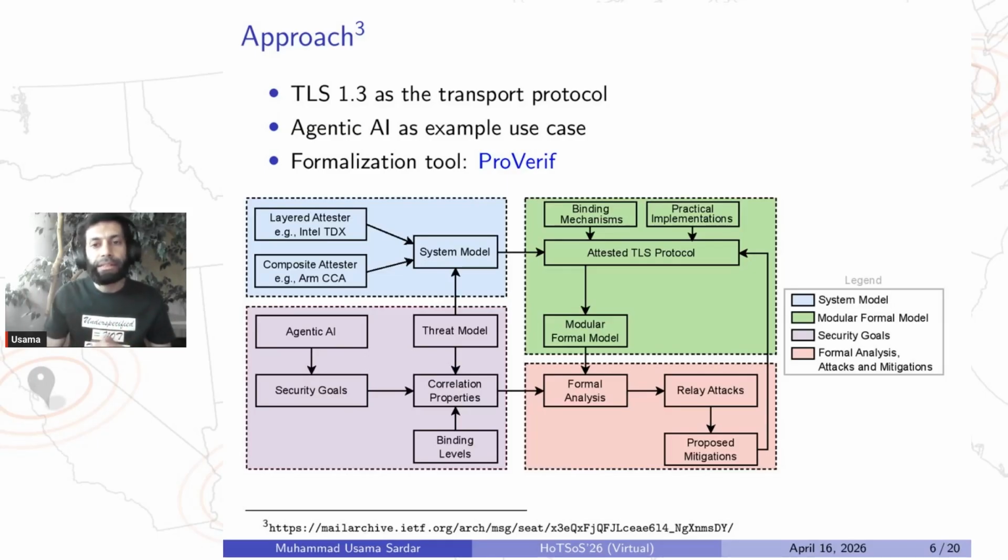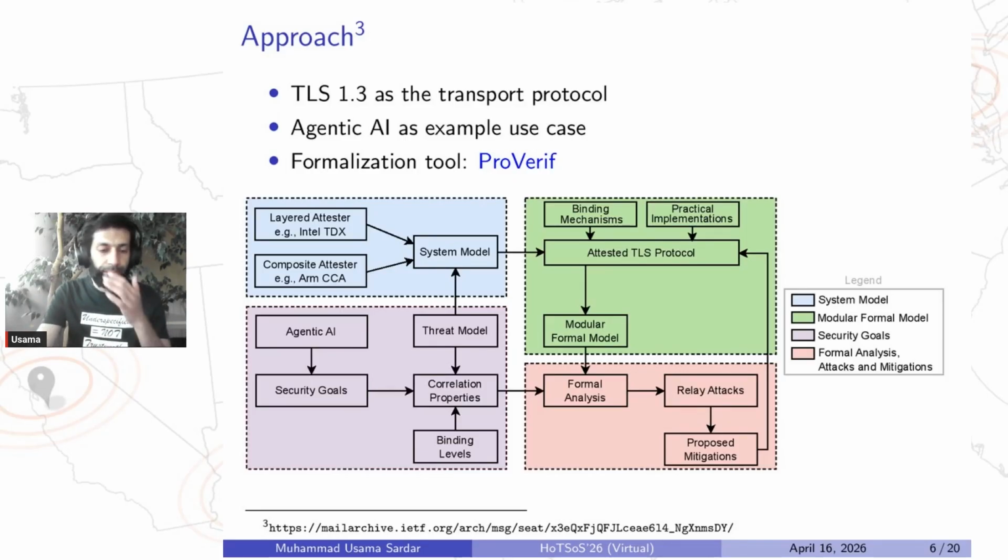And then the second input is practical implementations, like which implementation we are talking about, and to make a formal model out of that, that's the attested TLS protocol, forming a modular formal model such that each thing is broken into small modules. We can replace these modules for different implementations. This makes the protocol analysis easier.